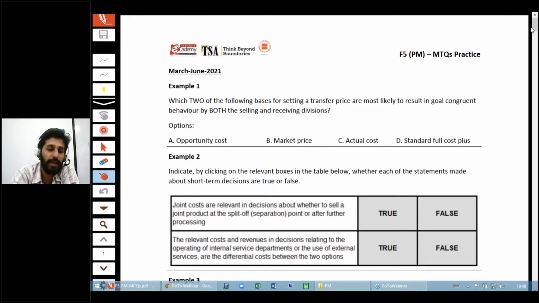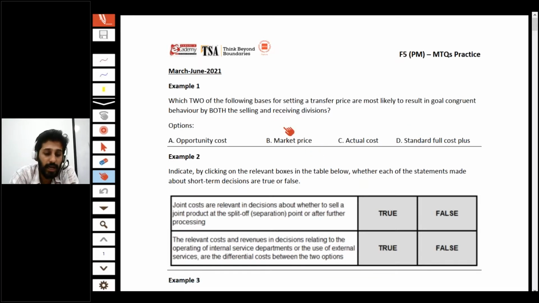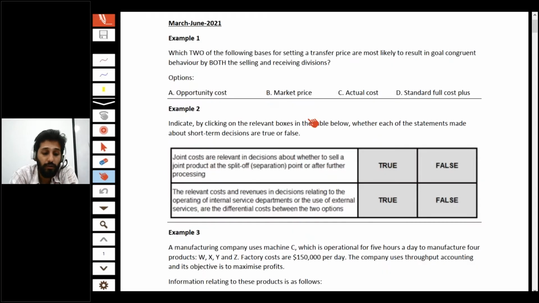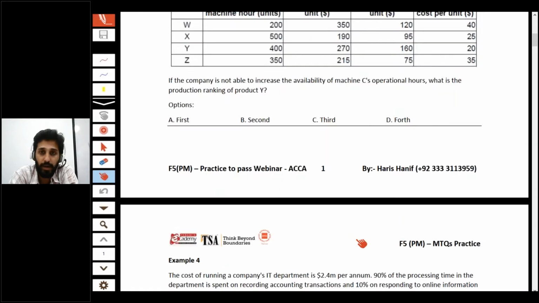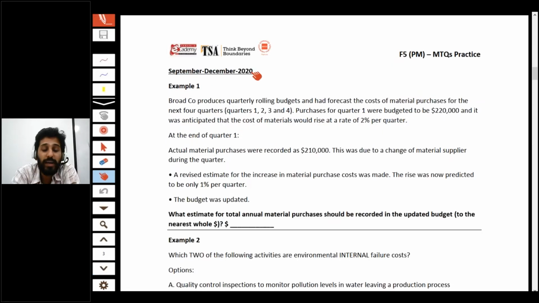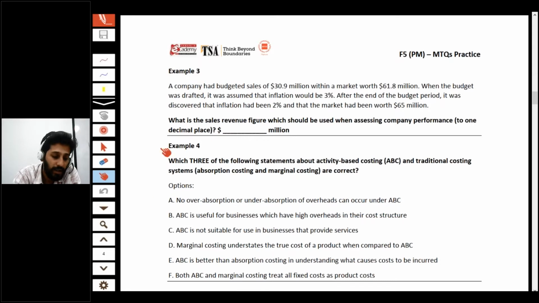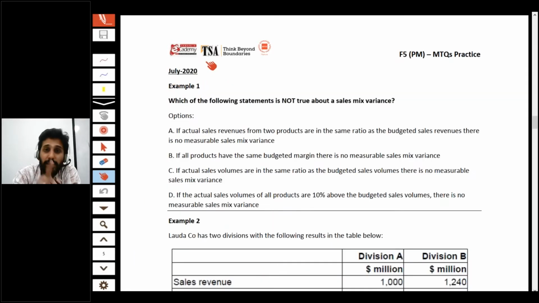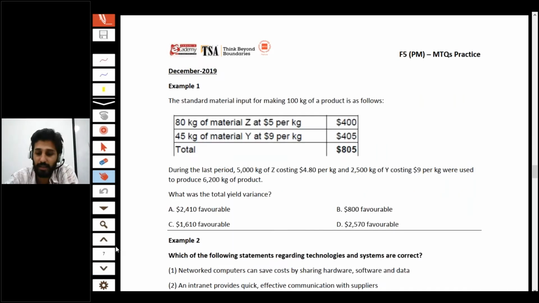The very important message for all of you. But before that, I've compiled this document for you people. You can have the benefit of it. This is my WhatsApp number as well. This is the March-June 2021 examiner report, September-December 2020 examiner report, July 2020 examiner report, and so on, and the list goes on. You people can see it.